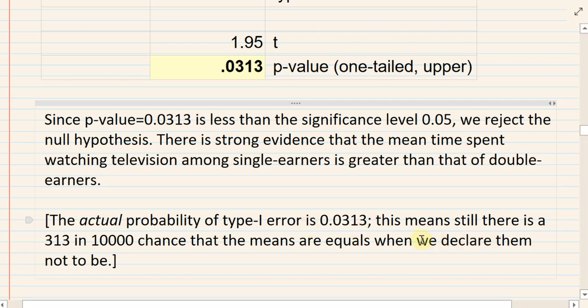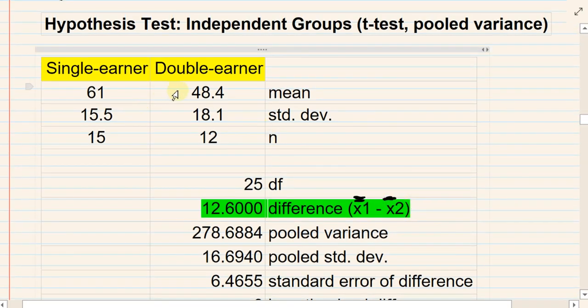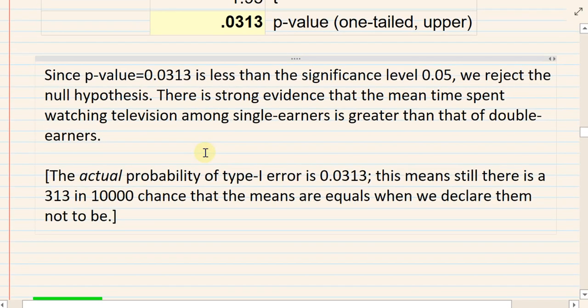So what that means is that there is a 313 in 10,000 chance. That's what this decimal reads. 313 ten-thousandths, right? So there's a 313 in 10,000 chance that we made a mistake when we said reject the null, and we shouldn't have done that. So the null could still be true. And remember, the null said there is no difference between the mean times. That statement could still be true. But there is a 313 in 10,000 chance of that, so that's not a likely event. So we feel pretty good about this rejection.